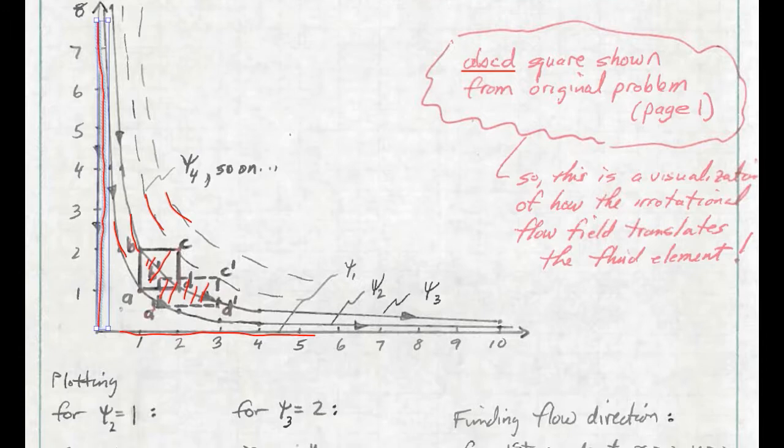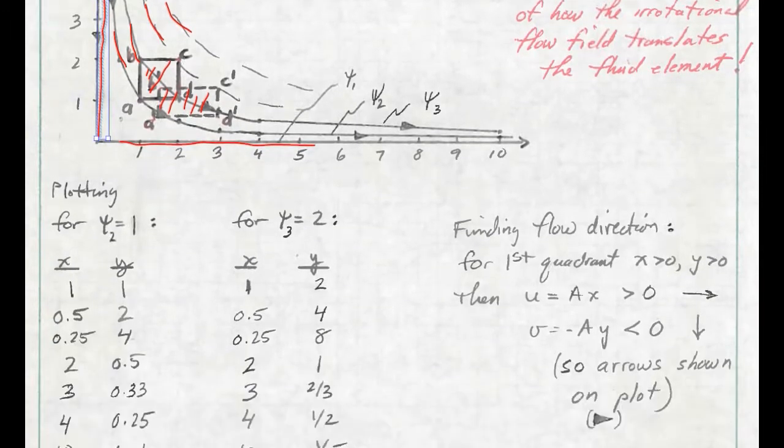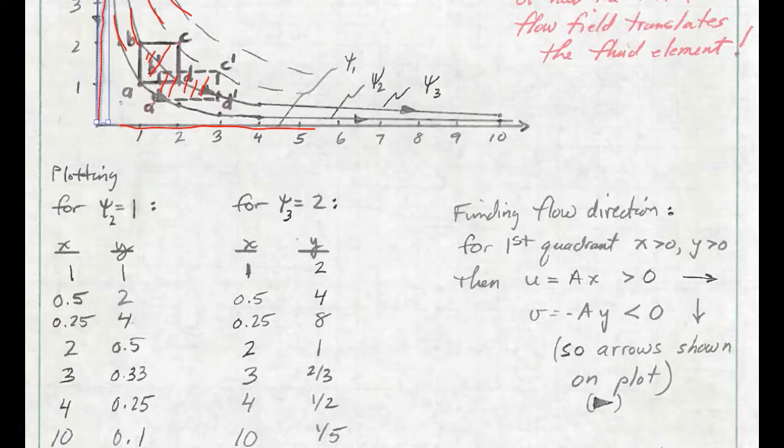So the flow direction we do just like we did before when we were talking about streamlines. Stream functions and streamlines are pretty similar. In this case, we just look for where in the first quadrant, which is where we're worried about right now, x is greater than 0 and y is greater than 0, obviously, for the stream function. Therefore, ax is always going to be greater than 0, and negative ay is always going to be less than 0. So all these lines will have the arrows going down and to the right, as shown. These are just some values that I plugged in to get the other stream functions for psi 2 and psi 3.